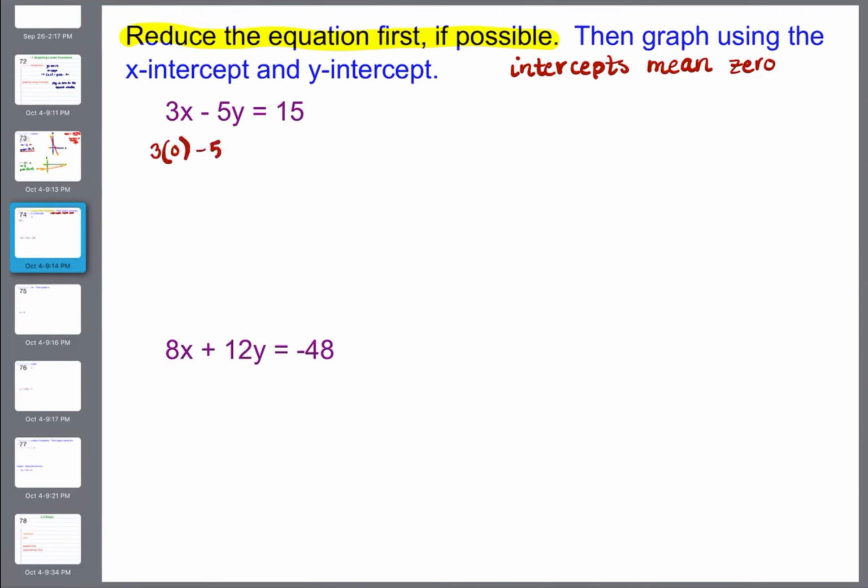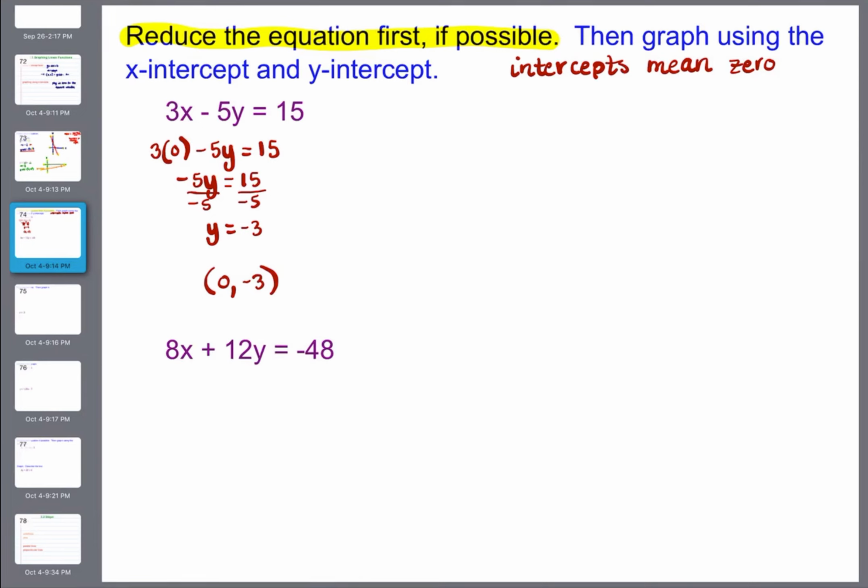3 times 0 minus 5y is equal to 15, so y is negative 3. But the important point is, y doesn't always equal negative 3. It only equals negative 3 when x is 0. So this is the point, 0, negative 3. And because it has an actual value in the y position, it's a y-intercept.